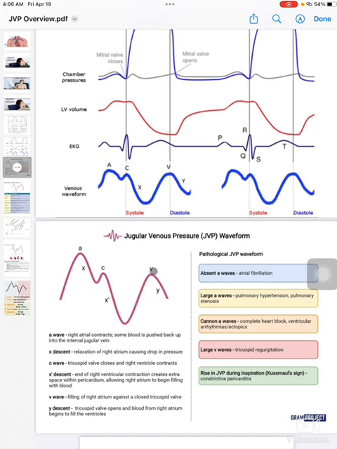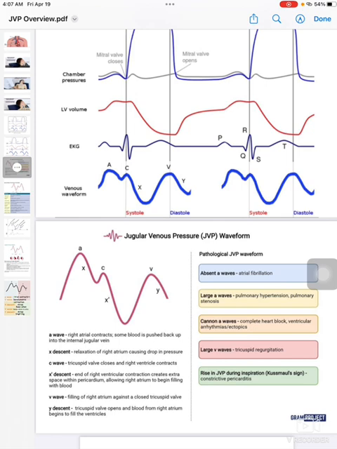Now we'll discuss the V wave formation. The V wave is caused by the relaxation of the right atrium whilst the tricuspid valve is still closed. The relaxation of the right atrium combined with a closed tricuspid valve results in blood being drawn into the column of blood that begins at the right atrium and extends up to the internal jugular vein.